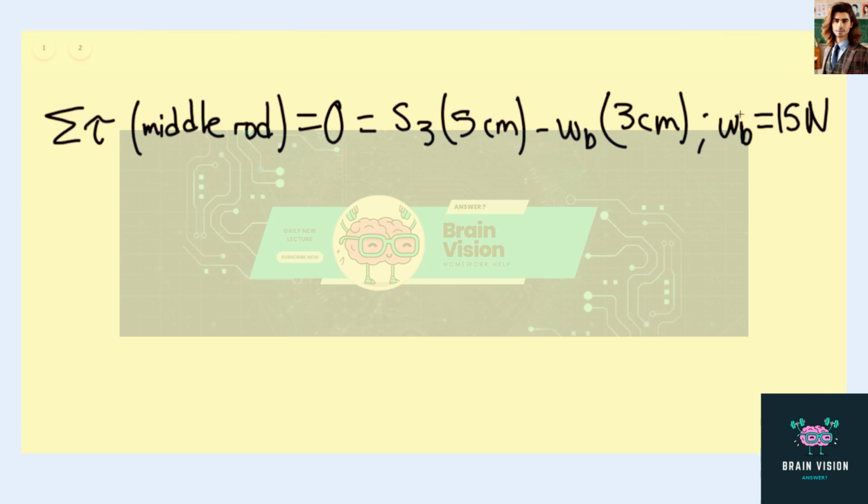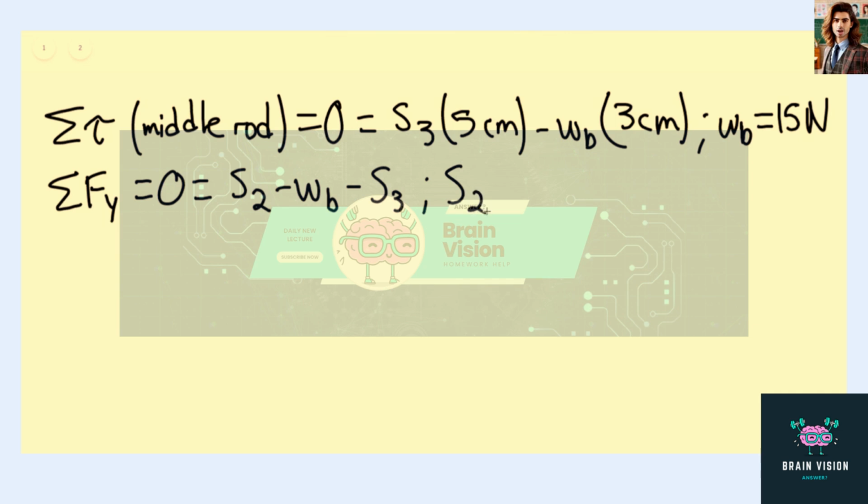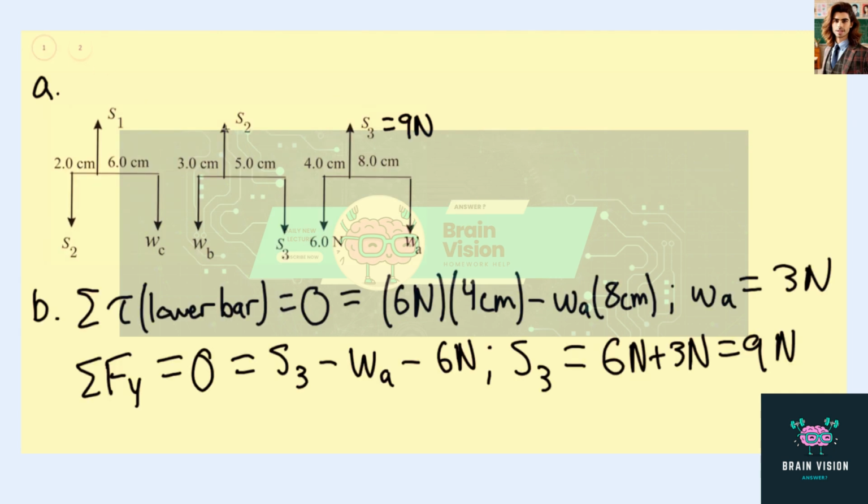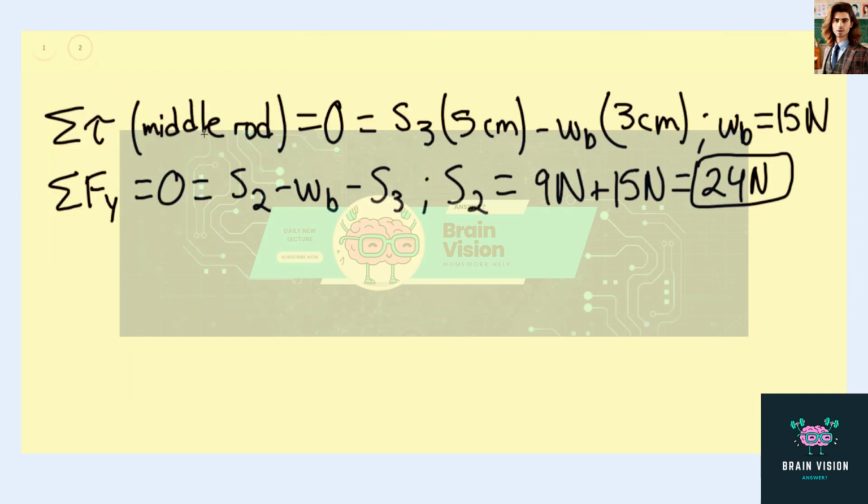And then again, we just simply take the sum of forces in the y direction. This is, of course, going to be 0. And this would be equal to S sub 2 minus W sub B minus S sub 3. And so S sub 2 would be equal to 9 newtons plus 15 newtons, giving us, of course, 24 newtons. So we can label the diagram. This is going to be equal to 24 newtons.